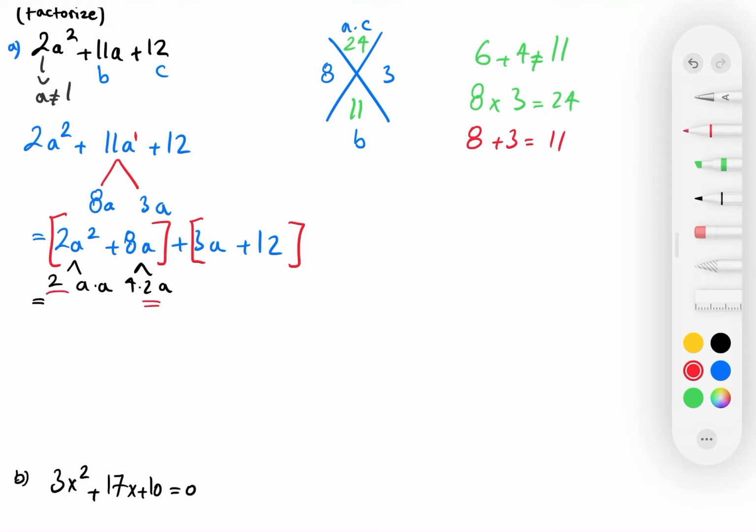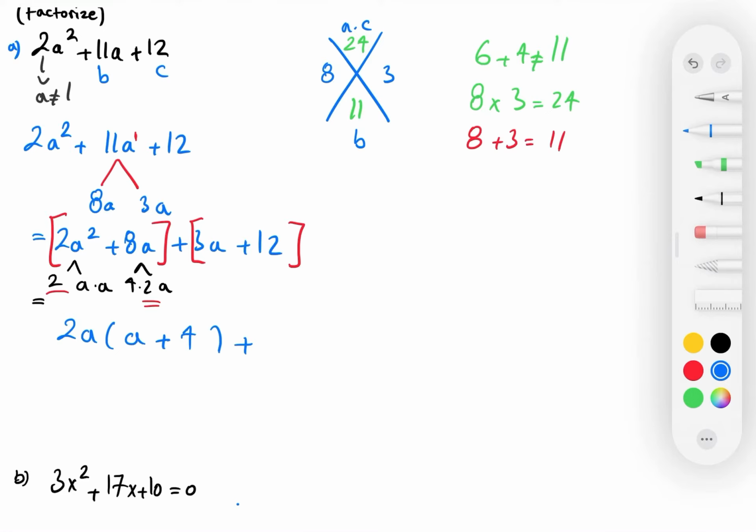And what about anything else? A right there. So you can just take 2a outside of that bracket. Now what multiplies with 2a to give you 2a squared? That would be a. And what multiplies with 2a to give you 8a? That would be 4. My bad, 4.